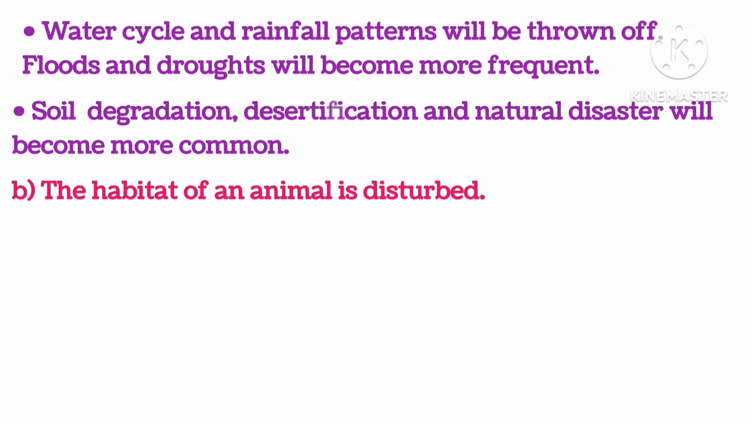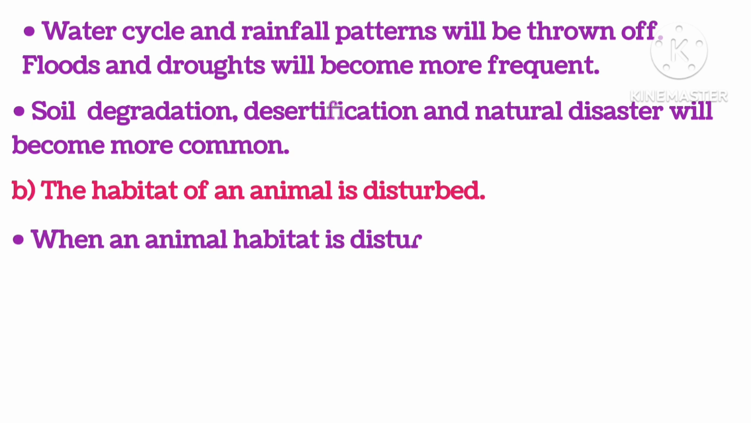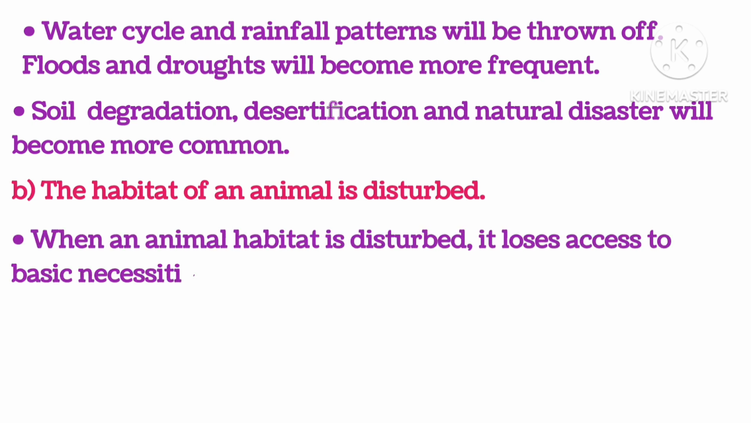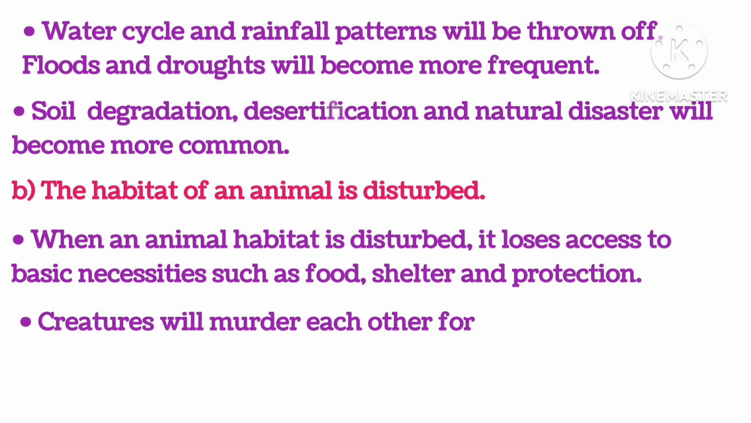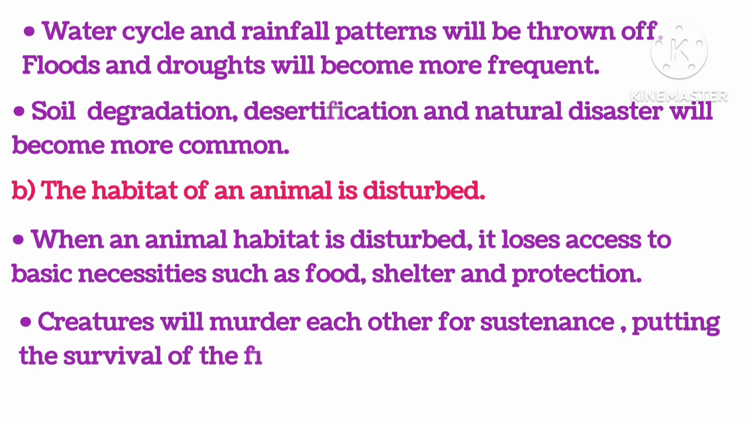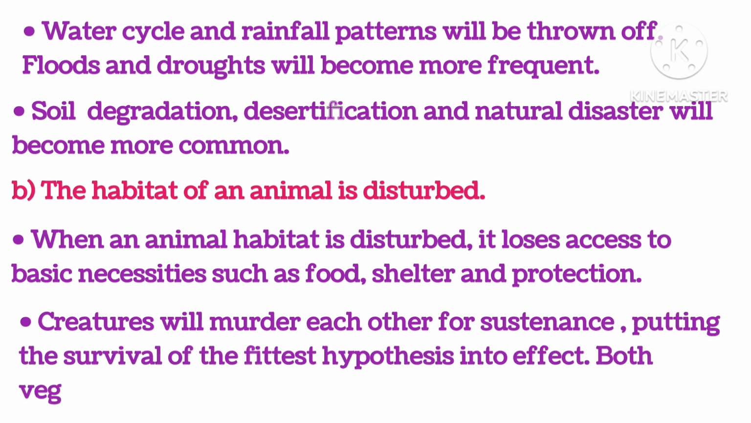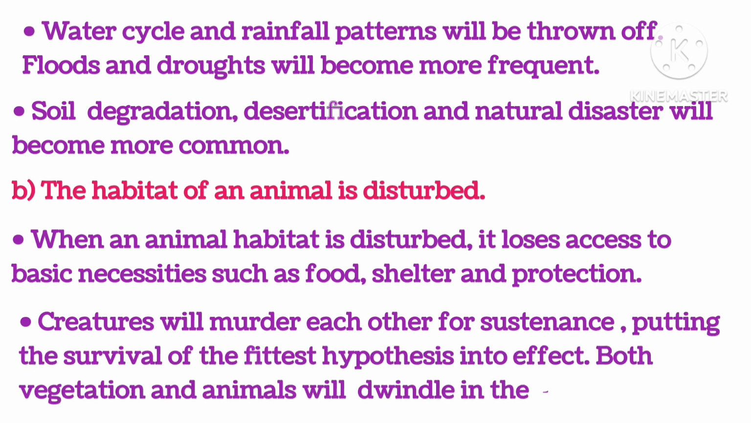Habitat of the animal is disturbed. When an animal's habitat is disturbed, it loses access to basic needs like food, shelter and protection. Creatures will kill each other for sustenance, putting the survival of the fittest hypothesis into effect. Both vegetation and animals will dwindle in the end.